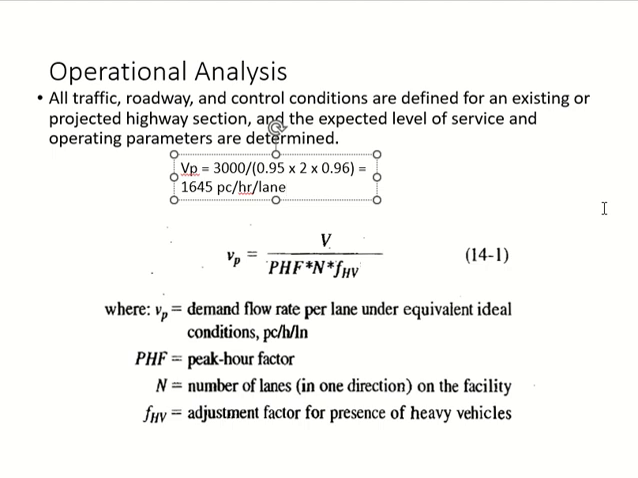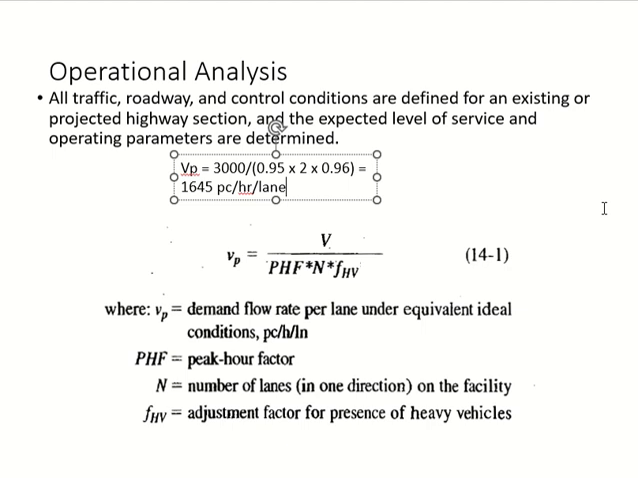3000 was vehicles per hour. Now it becomes passenger cars per hour per lane. How? Because you divide by number of lanes, so it's per lane now. And you also divide by FHV. And we saw in the previous example, when you divide vehicles by FHV, it becomes passenger cars per hour. Okay, so this is now my VP. What are they asking in the question? Calculate what?